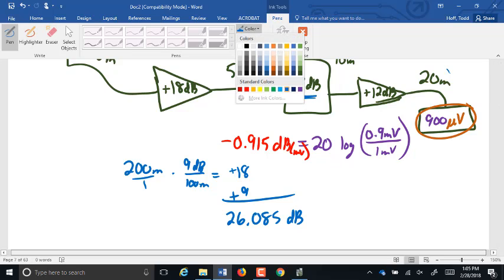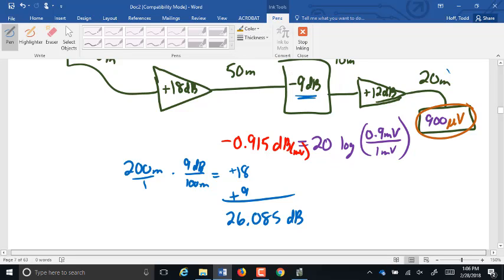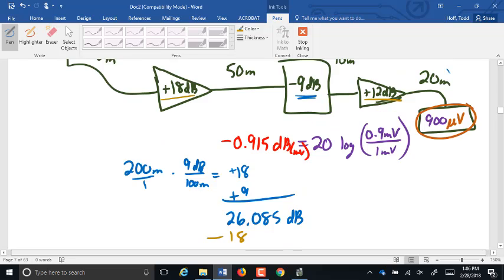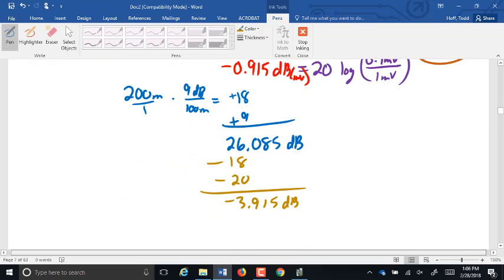Now we have to subtract all of our gains. Well, we've got the 18 and the 30 amplifiers, don't we? Or 18 and the 20 amplifiers. Minus 18 and minus 20, that's going to put us at negative 3.915 dB. I don't know why I put 20 down there. Yeah, it should be 12. Thank you. I kept thinking 30 because 18 and 12 make 30. So we've got negative 3.915 dB.